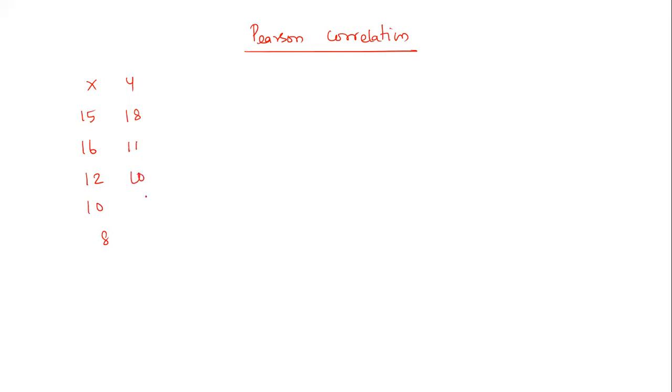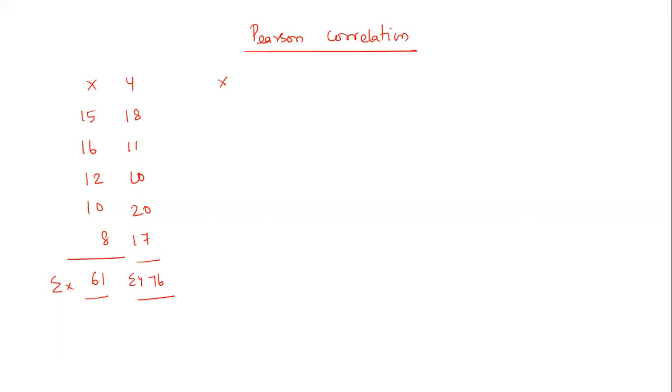In this, there is one more terminology called Pearson correlation. We'll see for a given data set how to calculate the Pearson correlation. So let's take X and Y. X is 15, 16, 12, 10, and 8. And Y is 18, 11, 10, 20, and 17. We'll also calculate the sum of X, which is 61, and similarly the sum of Y, which is 76.